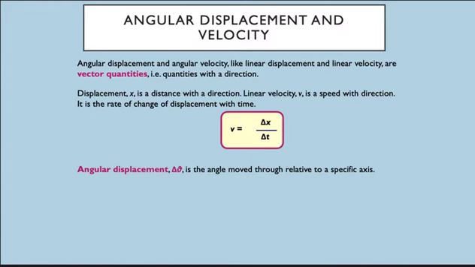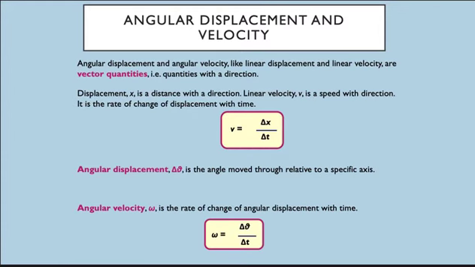Angular displacement, delta theta, is the angle moved through relative to a specific axis. Angular velocity, omega, is the rate of change of angular displacement over time. So if delta theta is the amount of angle that has been moved through, then the angle moved through in a certain amount of time would be the angular velocity omega. So omega equals delta theta divided by delta t.